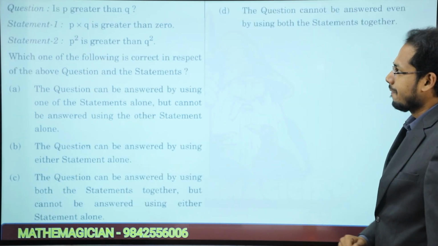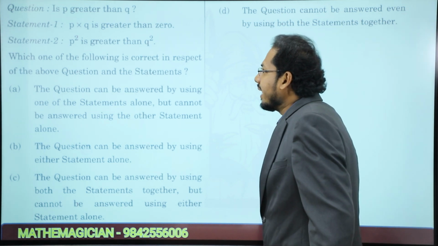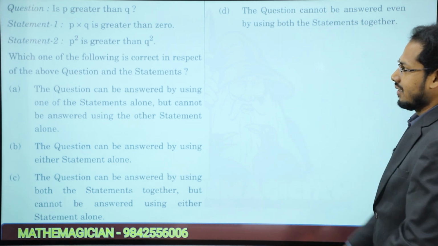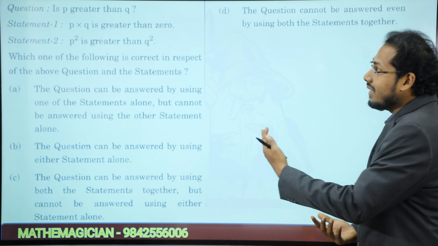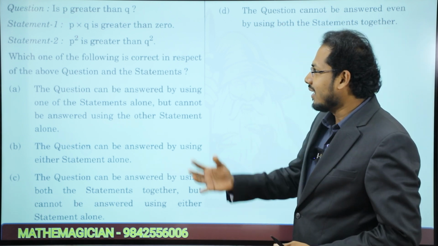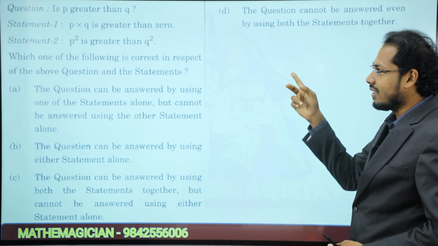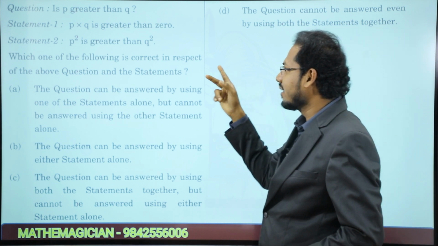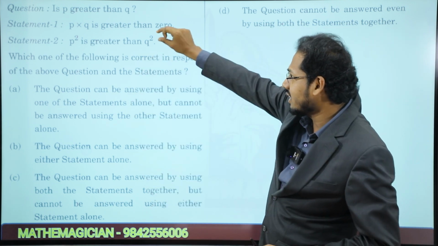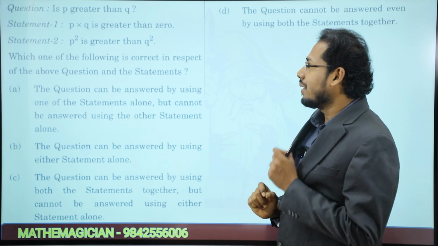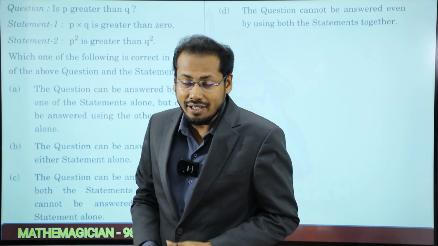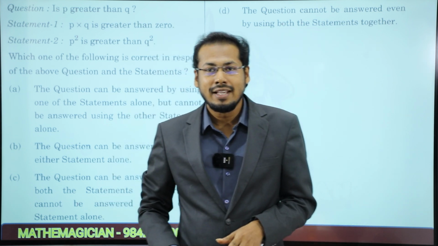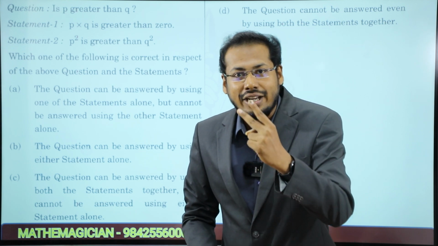Move to the next question. Is P greater than Q? That is the question. They are asking us whether P is greater than Q or not. And the statements are: P times Q is greater than 0, and P square is greater than Q square. Using these statements, I need to tell whether P is greater than Q or not. Here we need to understand one thing. There are two answers you can give here.